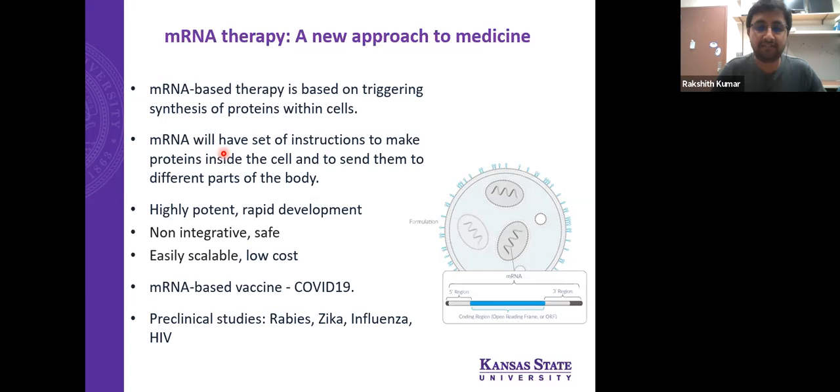And it is non-integrative and safe because it won't enter into the nucleus, and also it is safe because there is no involvement of any viral vectors or attenuated viruses. And it is easily scalable with low cost production. And recently, as I said, an mRNA based vaccine got approved to treat COVID-19, and also there are many preclinical studies going on for vaccine development in rabies, Zika, influenza, and HIV infections.